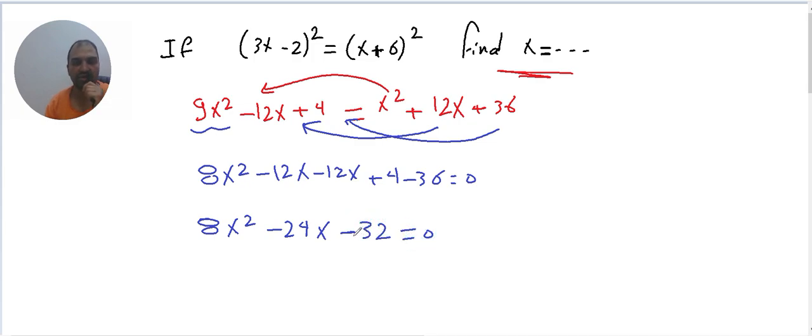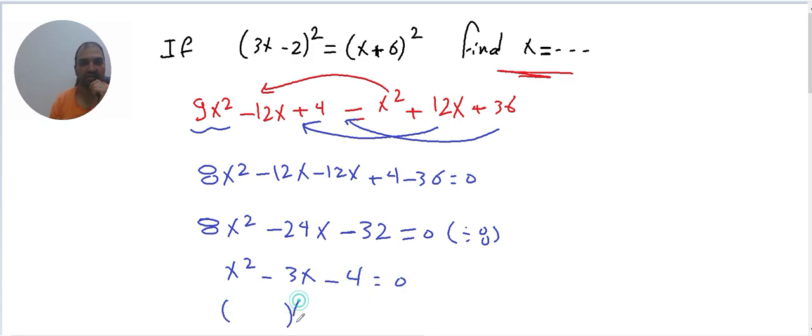Okay, and then you can simplify by dividing by 8 to find the answer. Right, x² subtract by 24 divided by 8 equals 3, 3x, subtract by 32 divided by 8 equals 4. Now I will factorize the expression by the product between two brackets.